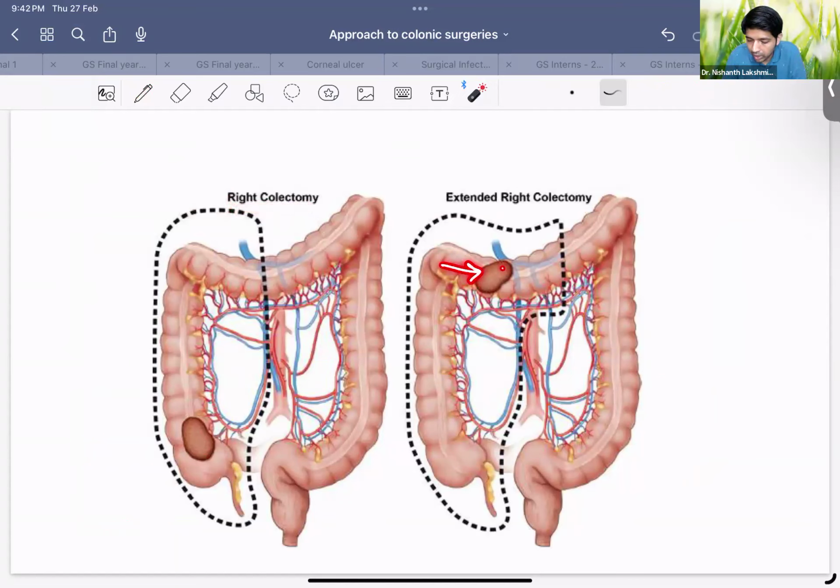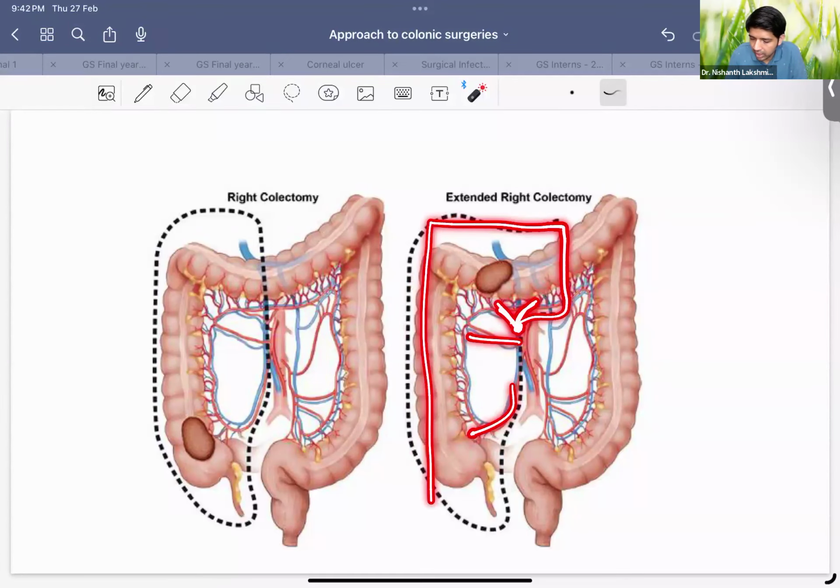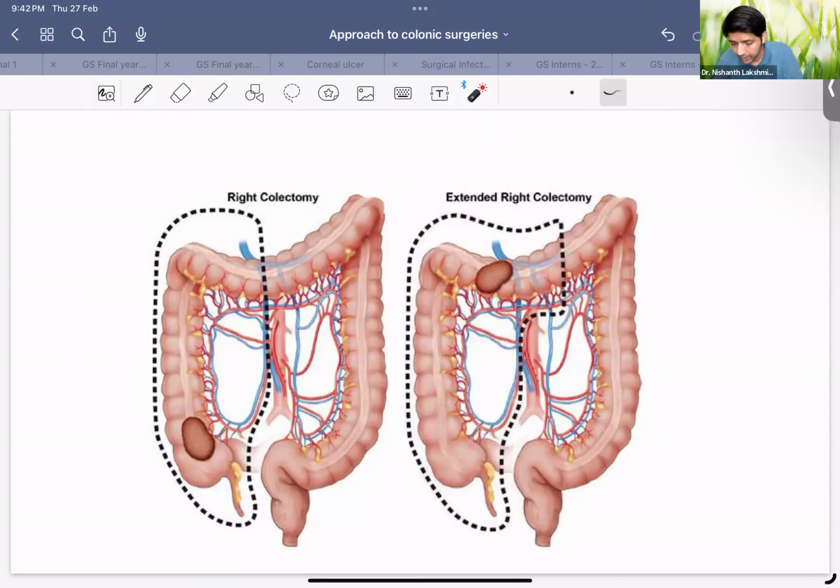But if it is beyond the hepatic flexure and the proximal part of the transverse colon, you will do an extended right hemicolectomy, where it is ileocolic, right colic, and the trunk of middle colic. Can you see? They've taken out the trunk of middle colic. So this is an extended right hemicolectomy.